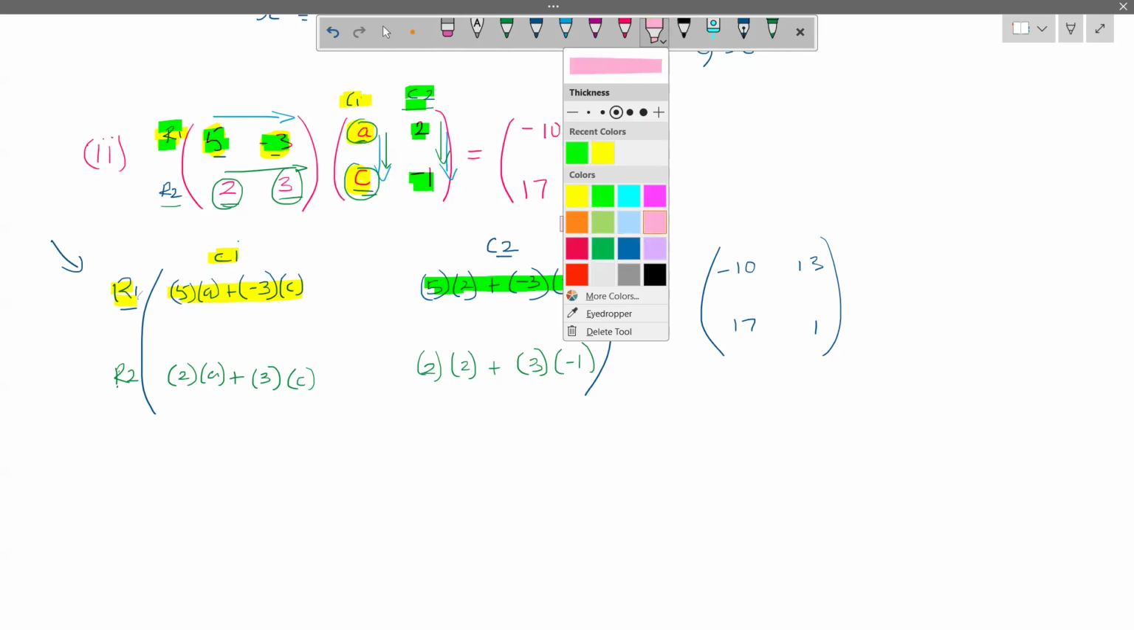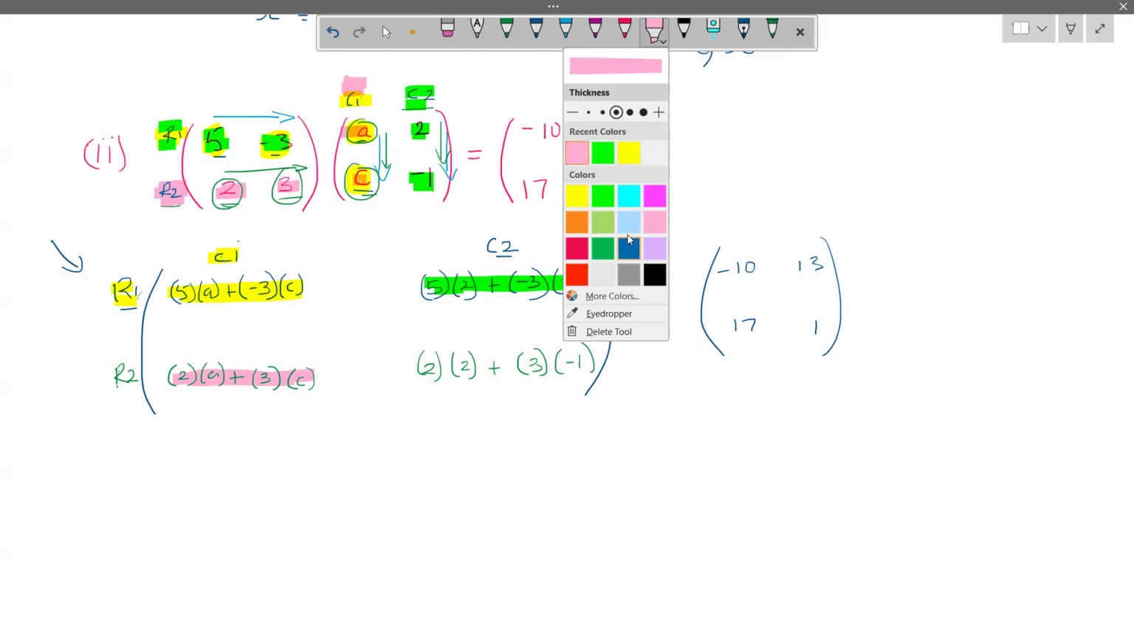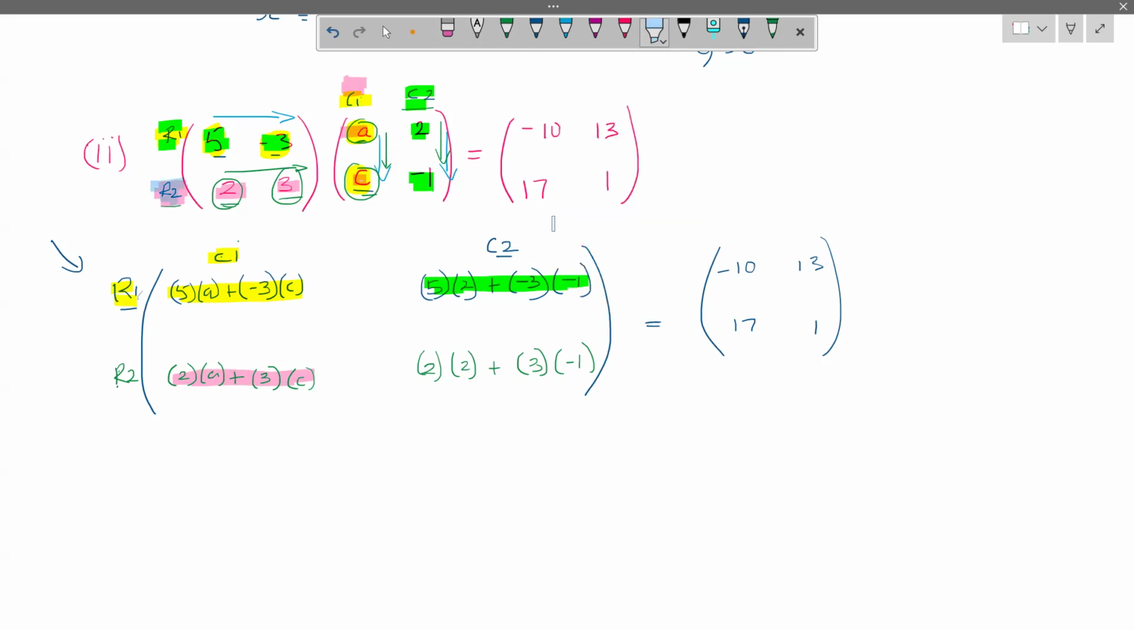Now we're going to do row 2 by column 1. So I'm doing 2 by A, that's this, and 3 by C, that's this. So that's how I'm finding this position. More thumbs up if you're right with that. Then I'm doing the same thing again. I'm doing row 2 by column 2 now. So I'm doing 2 by this 2 here, that's this. And then I'm doing 3 by this negative 1 here, that's this. And that covers the value for that position.